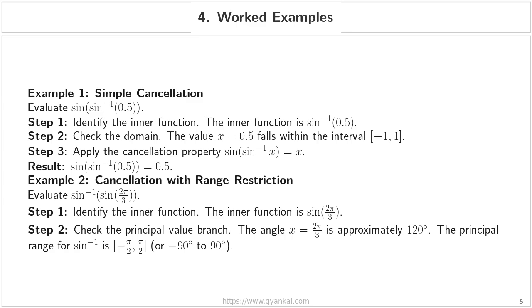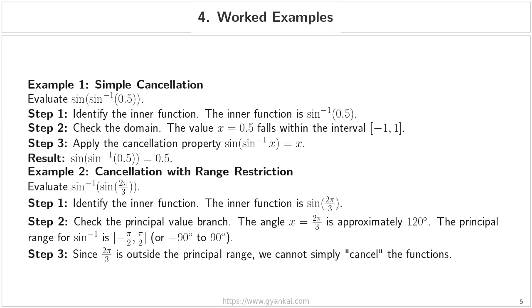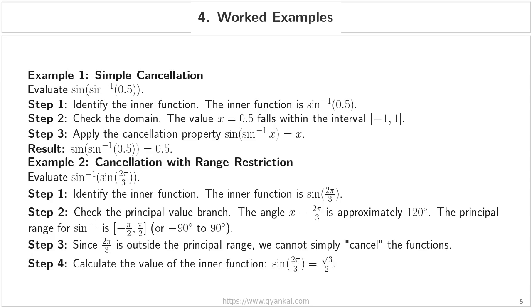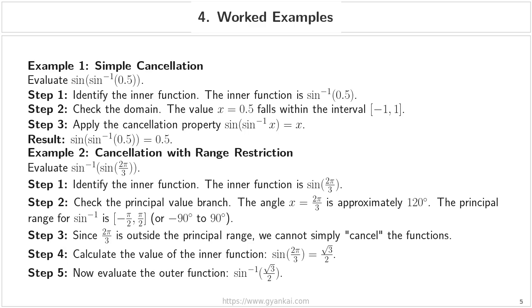However, the principal range for the inverse sine function is strictly between -π/2 and π/2, which corresponds to -90 to 90 degrees. Since 2π/3 lies outside this principal range, we cannot simply cancel the functions. If we did, we would arrive at the wrong answer. Instead, we must first calculate the actual value of the inner function. The sine of 2π/3 is equal to the square root of 3 over 2. Now, we evaluate the outer function using this value, the inverse sine of the square root of 3 over 2.